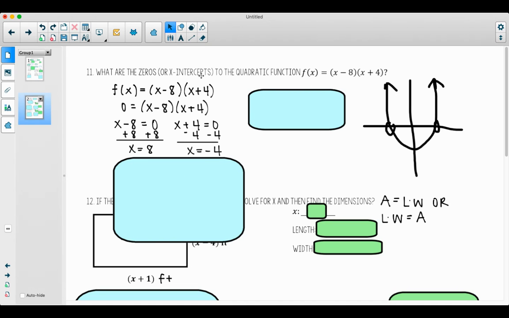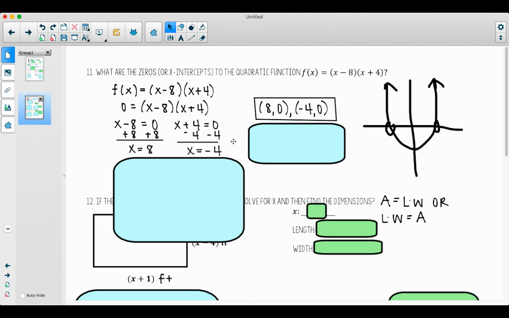I want to write this as an ordered pair, though. So how I write it as an ordered pair, it would be (8, 0) and (negative 4, 0). Do not combine them and say (8, negative 4). It's not one big mega point. It's two separate individual points. When x is 8, the y-coordinate is 0. When x is negative 4, the y-coordinate is 0. They're two separate individual points.